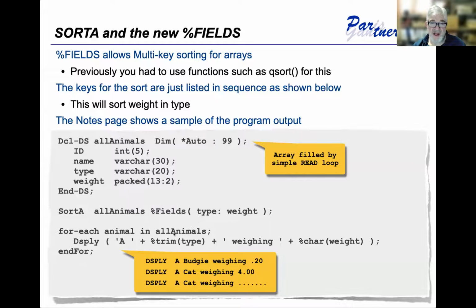So it'll sort by weight in type order. And then I can now just say for each animal, and I can say this is a type weighing so much, and what we get is something that looks like this: a budgie weighing 0.2, a cat weighing 4, a cat weighing so and so, and so on and so forth. Okay, so that's basically it, we don't now need to go to qsort to do this kind of sorting.